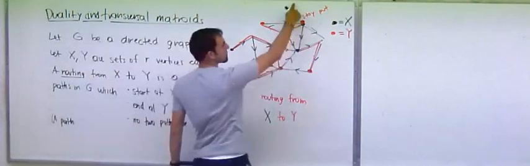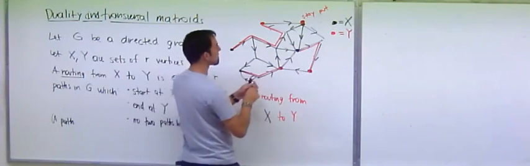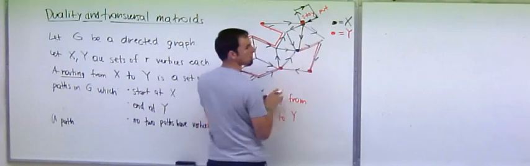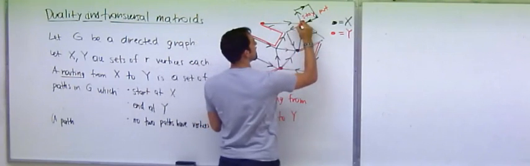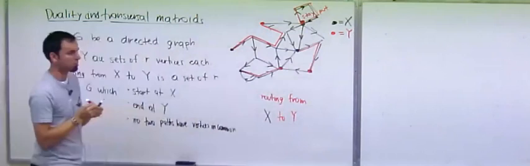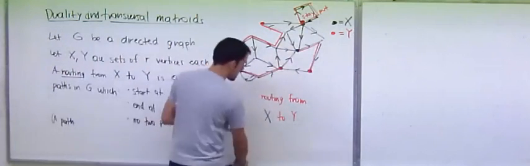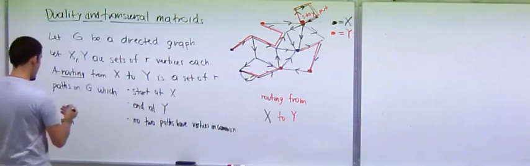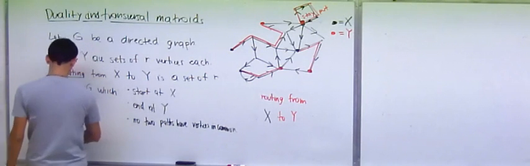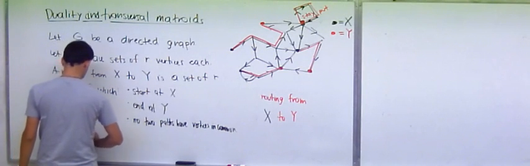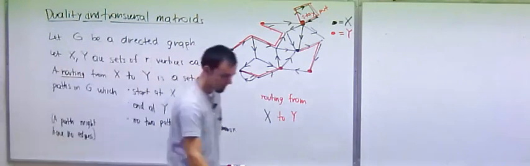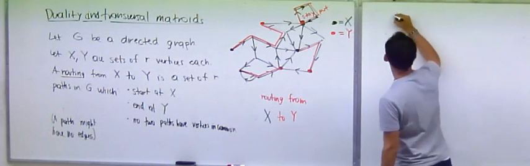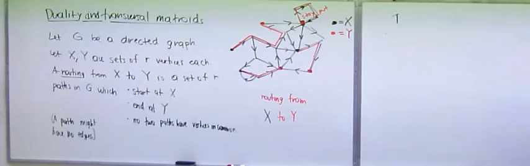But it could be a loop, right? It could be. I mean, I could have something like this. And then this could be my routing. But the point is, if a vertex is in both X and Y, then it has to be its own starting point. A path might have no edges. That's allowed. Okay. So that is routing.